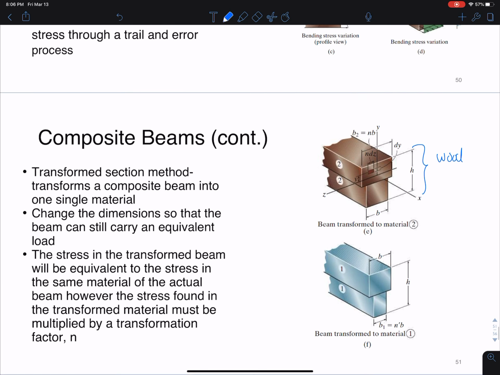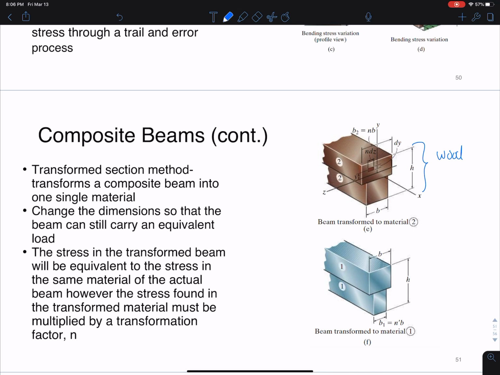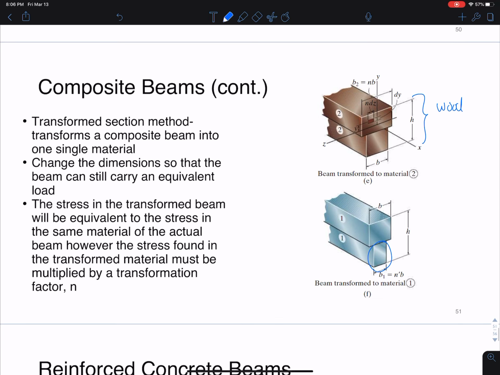Okay, and the same thing here. We could transform the wood section to a steel section by just decreasing the dimension. It would have the same stress or equivalent load that it can carry. So that's the idea here. We're not doing this in real life, but we're just doing it so that we can easily calculate what's happening using the flexure formula that we already derived.